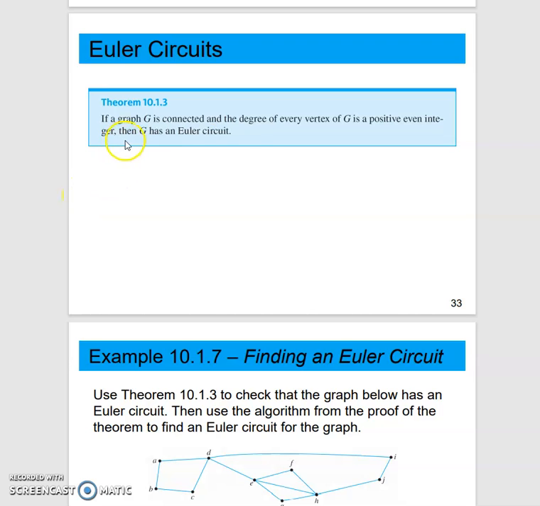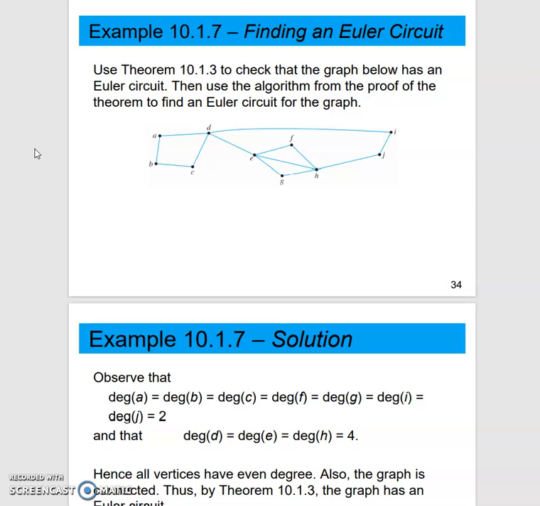Again, if we've got all even degrees, we are probably good to go. If the graph is connected and the degree of every vertex is a positive even, then it should have an Euler circuit. Well, how do we find one? Here is my picture. How do I find that? First, I'm going to look at every vertex and ask, do any of them have an odd degree? No, they don't. They all have even degrees. So we should be able to come up with something.